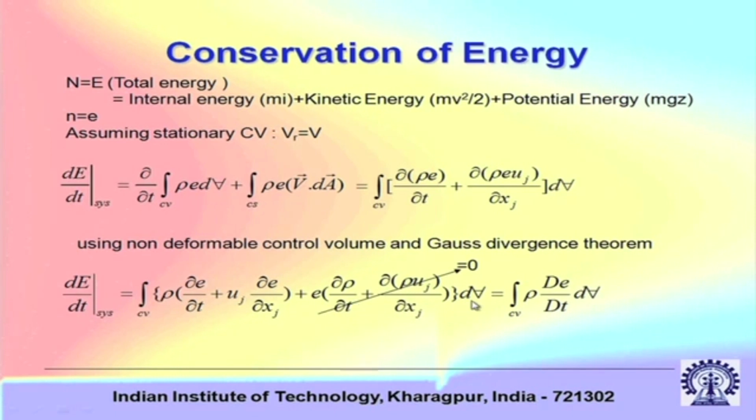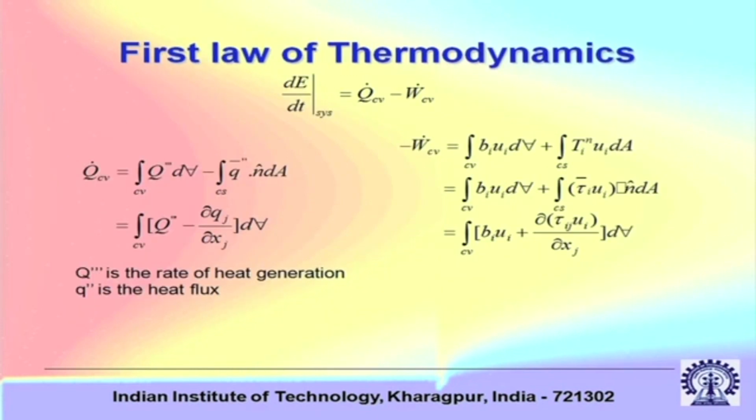So, rho dE dt: the total derivative of V is acceleration, the total derivative of d is just the total derivative of E, and we do not have any special name associated with that. So, the right hand side is rho into the total derivative of E dV, and the left hand side is dE dt of the system. In the next slide we will see how we relate the dE dt of the system with heat transfer and work done, and for that we relate it with the first law of thermodynamics.